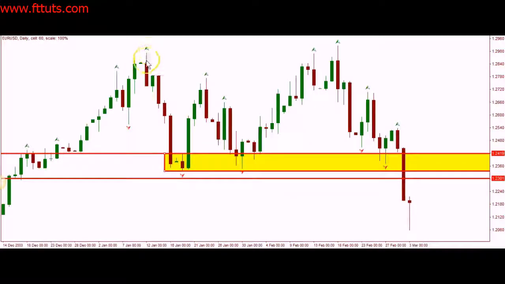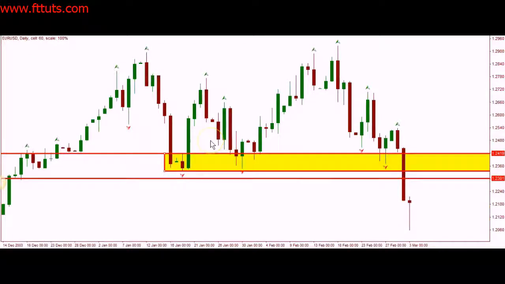And after you had that drop, base, rally. So this is a drop, base, and a rally. All right, and then we entered on this demand zone. This would be demand. So demand's going to be like support. So you're going to be buying here. So you put your entry order in.